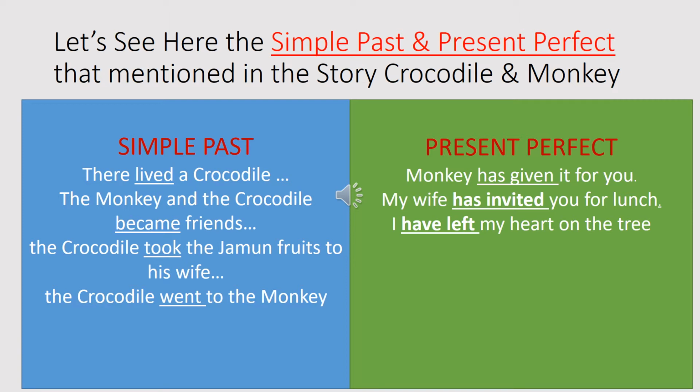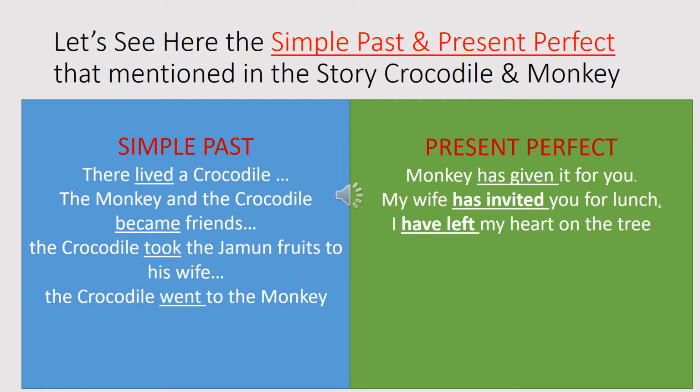Let us see here the simple past and present perfect mentioned in the story of the Crocodile and the Monkey. Simple past. The examples taken from the story here. There lived a crocodile. The monkey and the crocodile became friends. The crocodile took the jamun fruits to his wife. The crocodile went to the monkey. Lived, became, took, and went. These are in V2 forms. That is simple past tense.